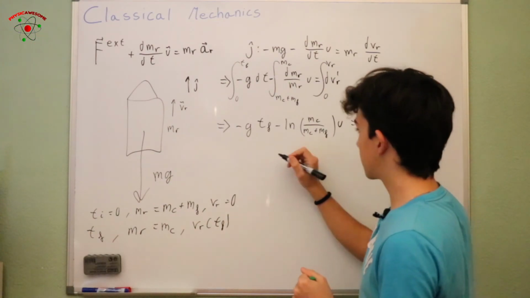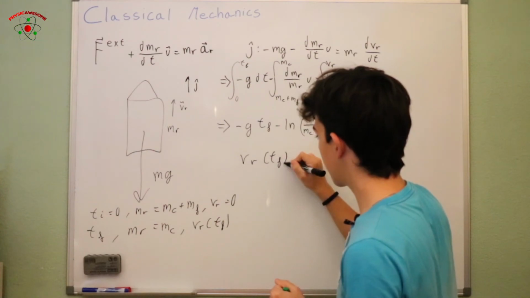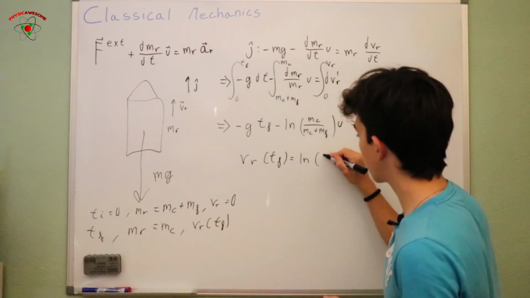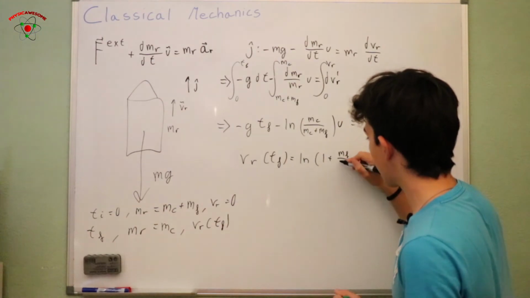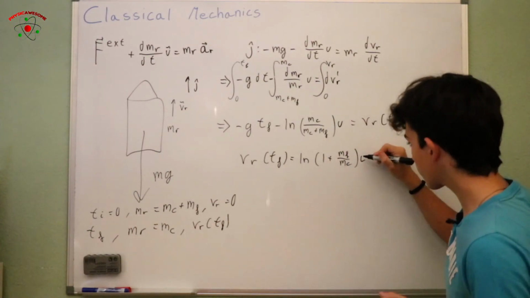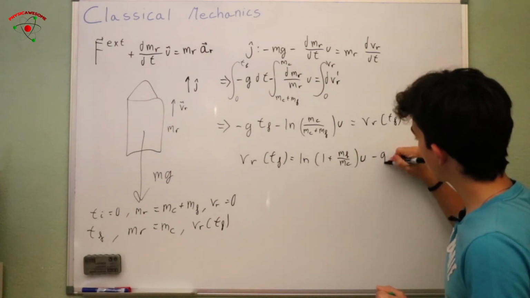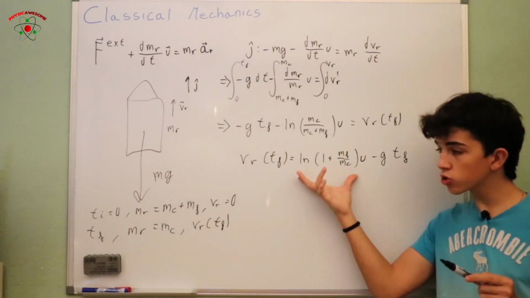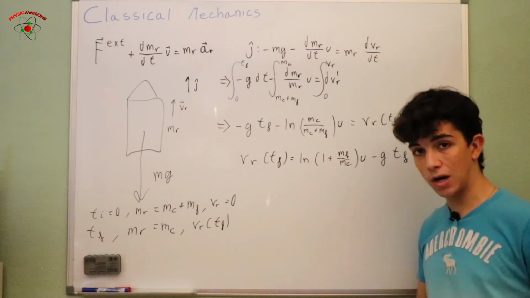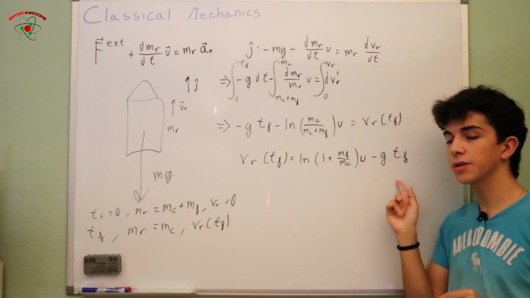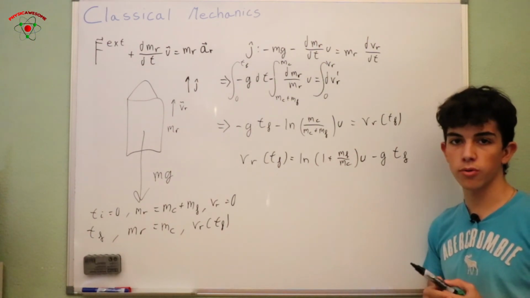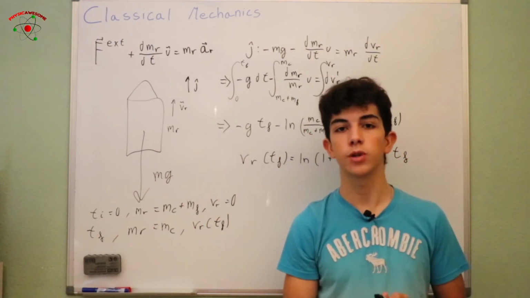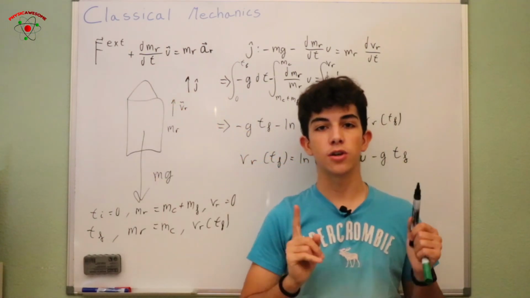We're going to have that vr of tf equals, we swap the fraction and we get the logarithm of 1 plus mf over mc times u, minus gravity times t final. So we indeed see that the thrust helps the velocity go up, and gravity opposes this growth of velocity. And this is how you solve a rocket problem in which the external force is non-zero.